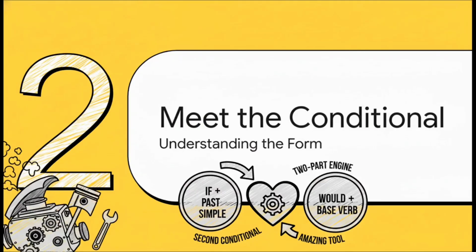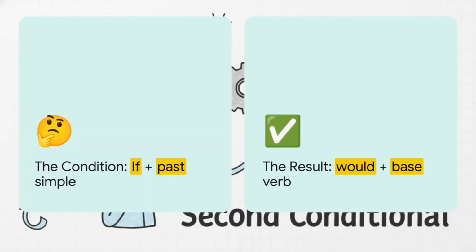Okay, so how does this amazing tool actually work? Let's pop the hood and take a look at the simple two-part engine that makes it all go. It is way easier than you think. Okay, so check this out. Every single second conditional sentence has just two parts. That's it. First, you've got the condition. This part starts with if, and, this is key, it uses a past simple verb. Then, you've got the result, which uses would plus the simple base form of a verb. The condition and the result.